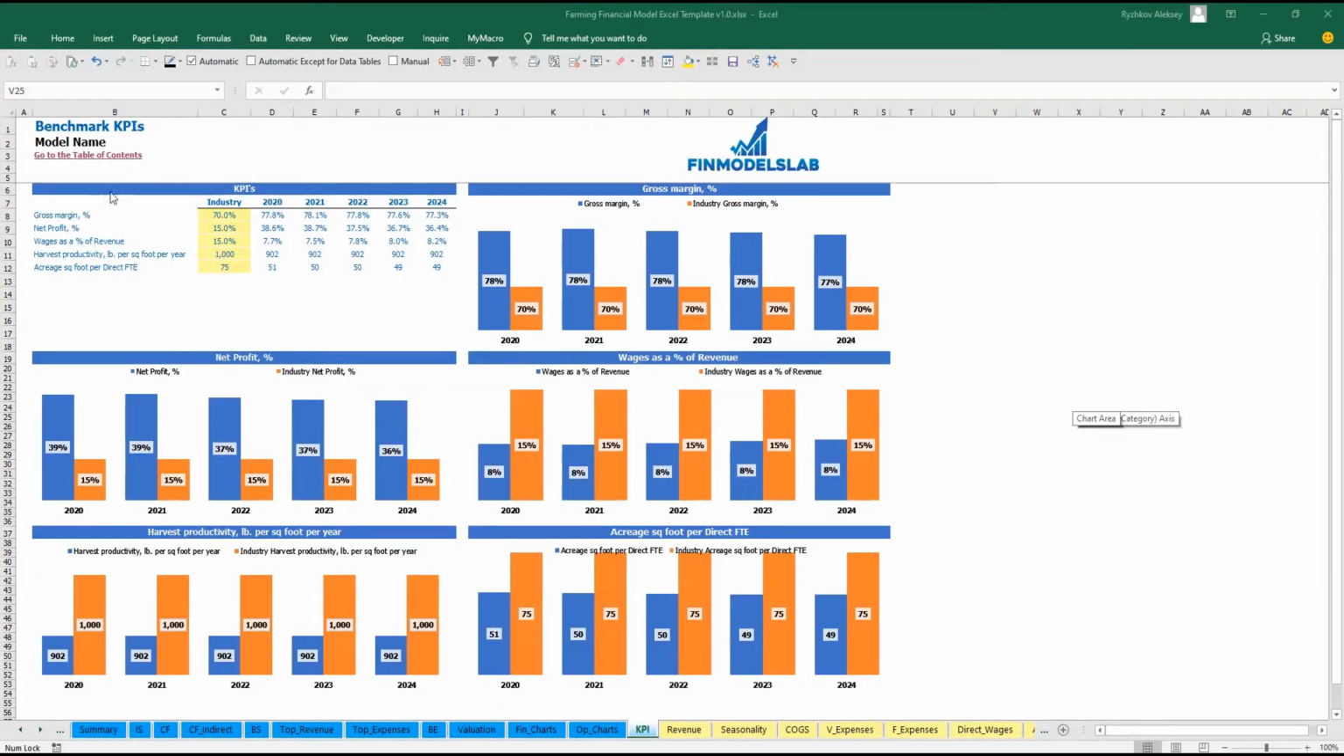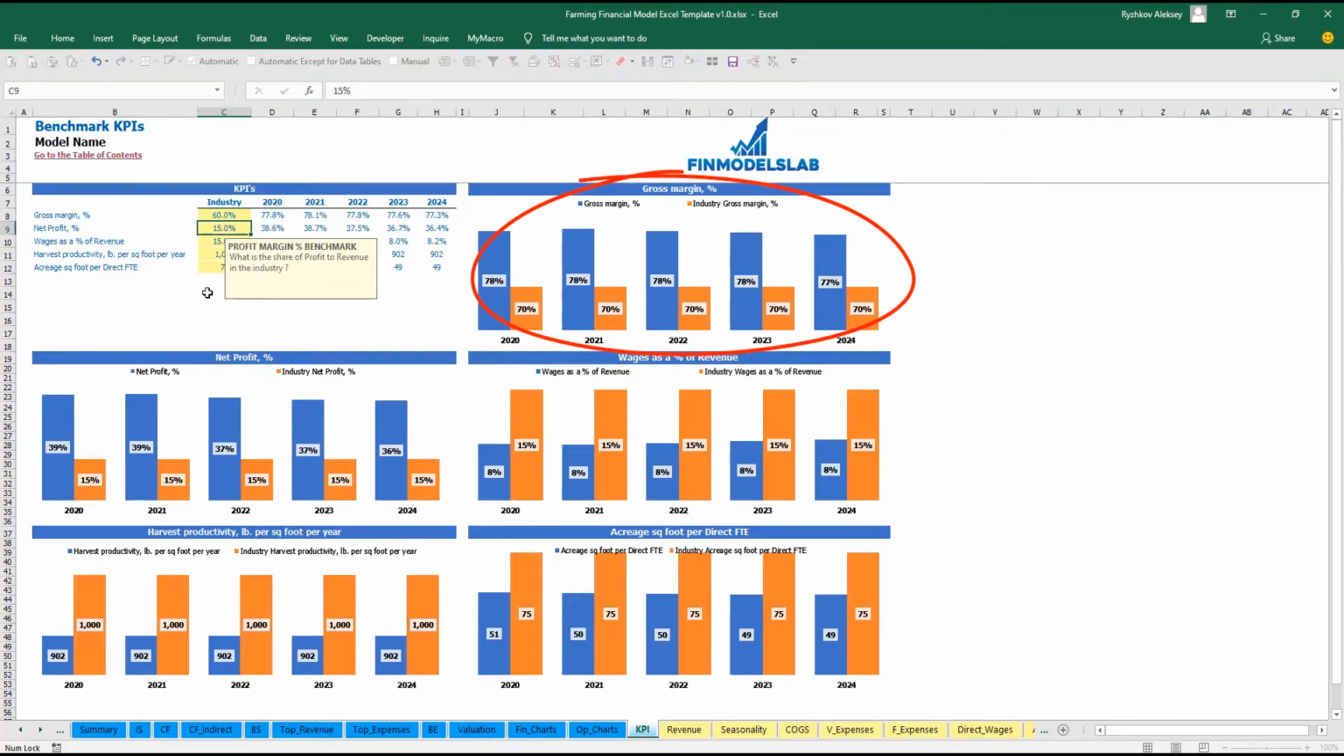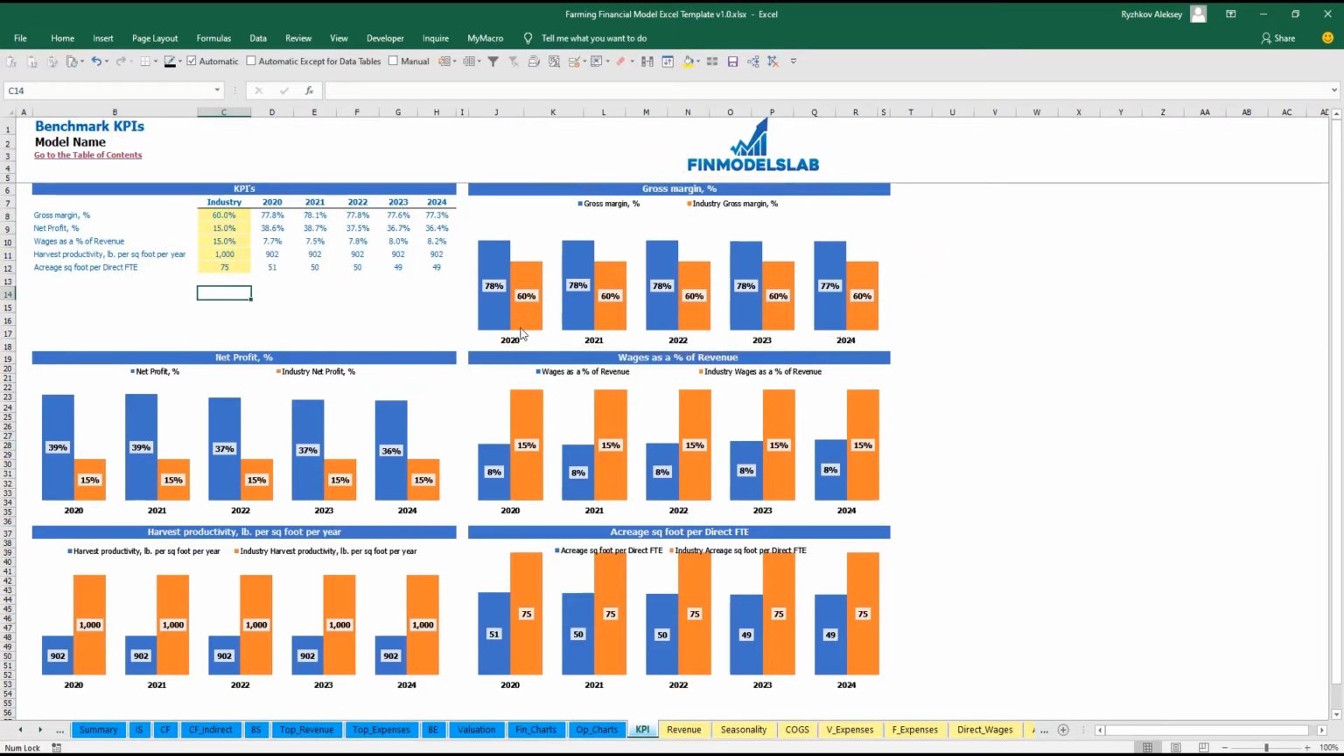On the benchmark KPIs tab, you may compare up to 5 benchmark KPIs with your industry standards. For example, gross margin. The industry standard is 60% for your country or your business, and you may see on this chart gross margin industry KPI is changed, which is orange here. You have also net profit, wages as a percentage of revenue, harvest productivity, pounds per square foot per year, and the acreage square foot per direct FTE.